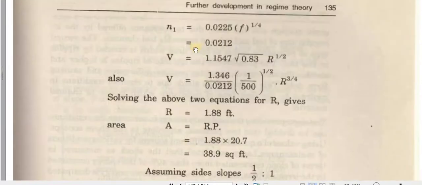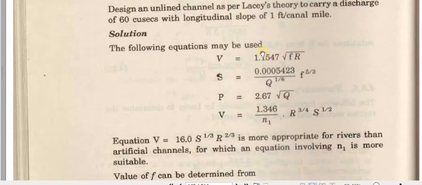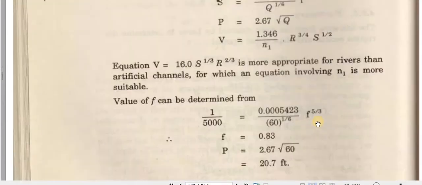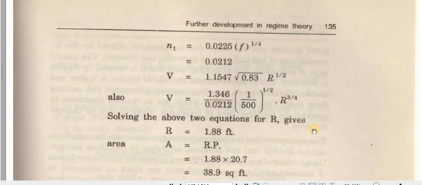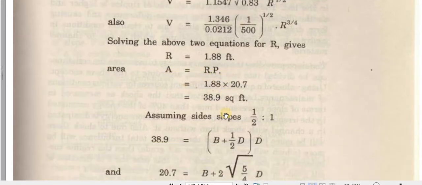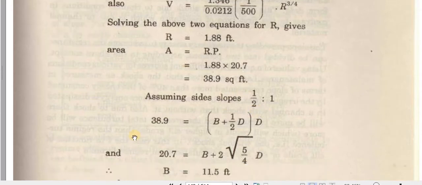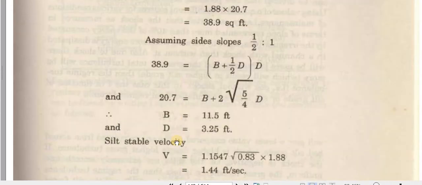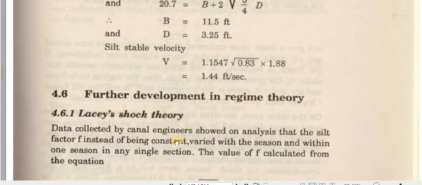And then after N1 we can use both the velocity equations, this one and this one, and both the equations will help to find out R and S, R and velocity. We will use these two equations of velocity, and we can get R, and from R we can calculate area is equal to PR, and side slope again 1 by 2 ratio 1. Then we can find out the other parameters like B, D and velocity.